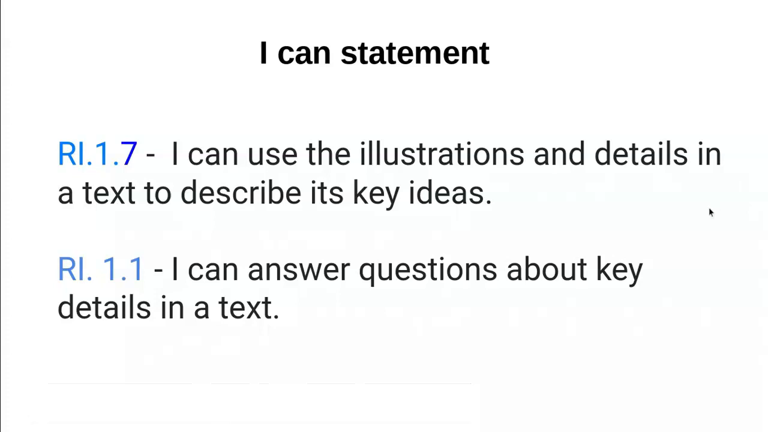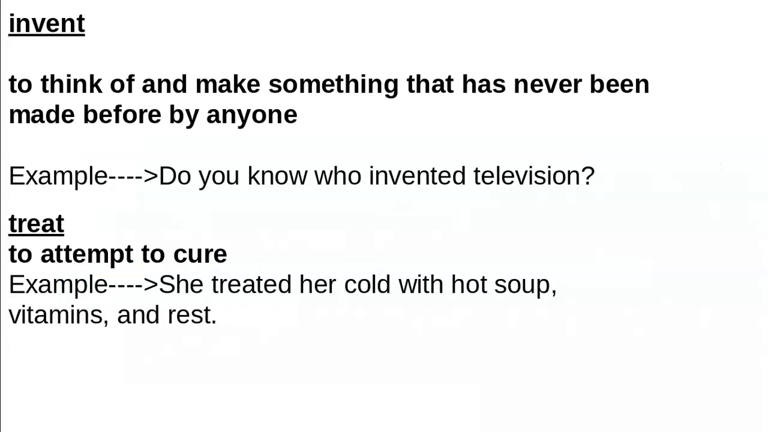Now we're going to proceed to the vocabulary words from our text. The two vocabulary words are invent and treat. The definition for invent is to think of and make something that has never been made before by anyone. Here is our example. Do you know who invented the television?